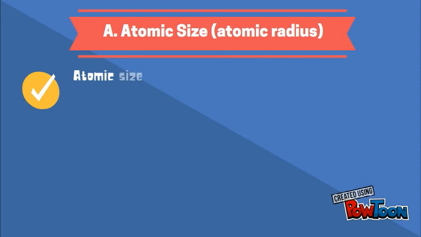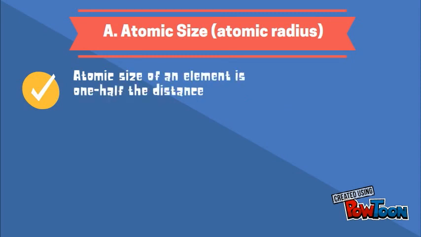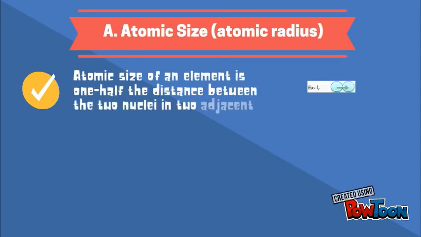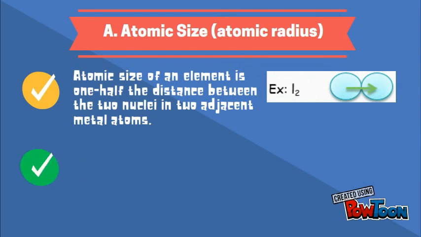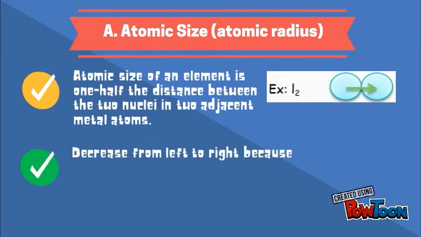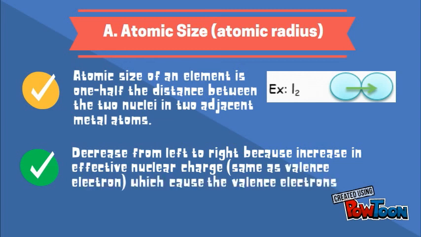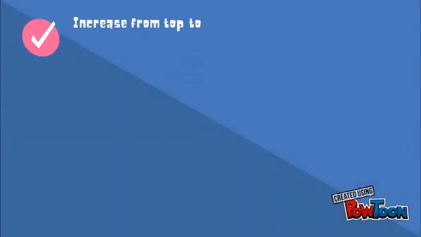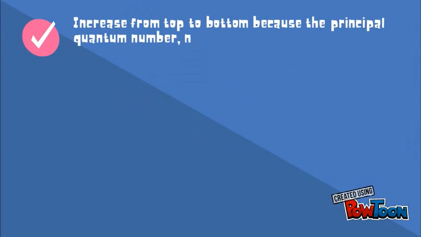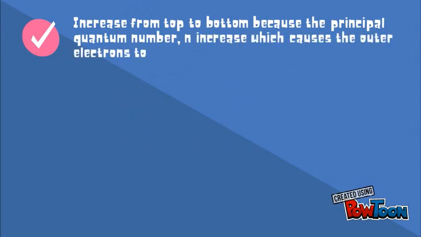Atomic size, atomic radius. Atomic size of an element is 1/2 the distance between the 2 nuclei in 2 adjacent metal atoms. It decreases from left to right because of an increase in effective nuclear charge, which causes the valence electrons to be held more strongly by the nucleus. It increases from top to bottom because the principal quantum number increases, which causes the outer electrons to be farther from the nucleus.